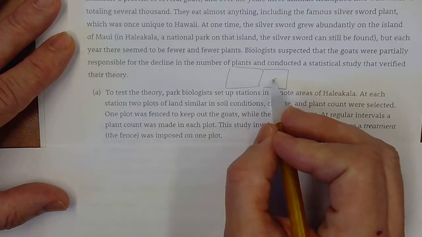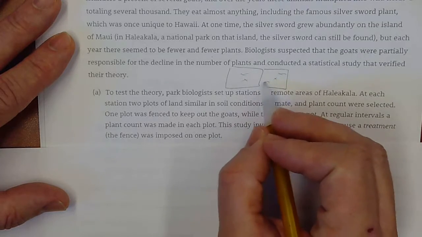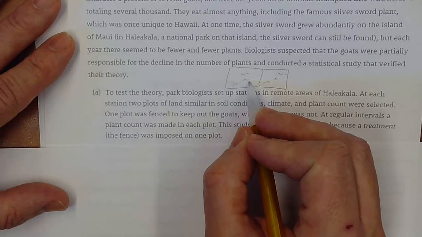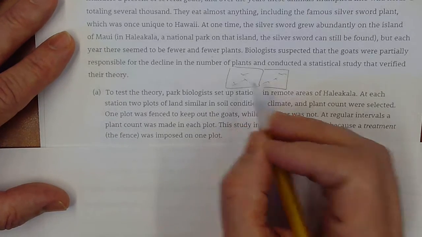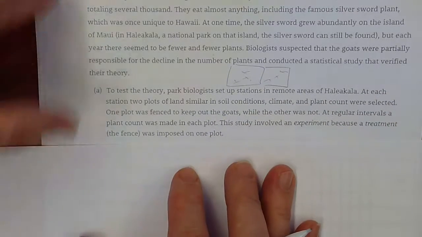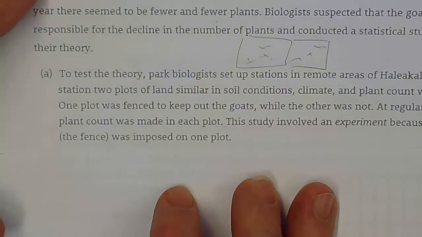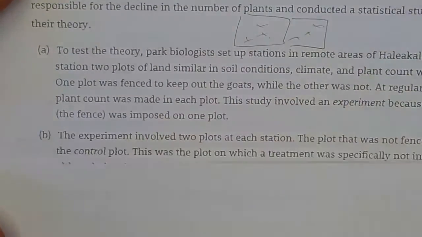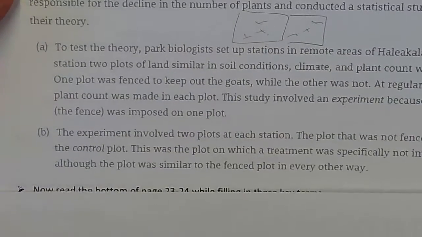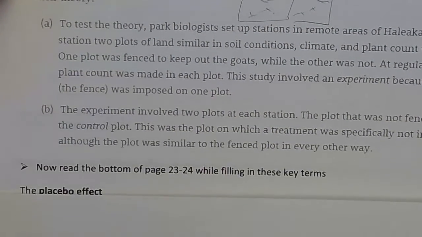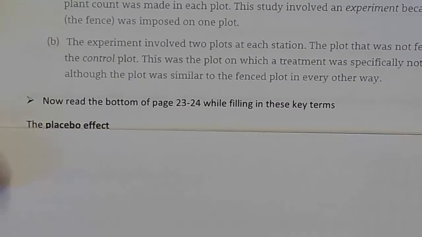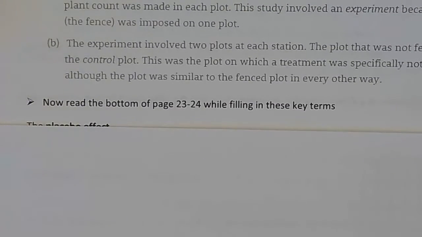Because we have plants in each one, in each of these plots, but one of them, they didn't let the goats go in. The other one, they did. So they controlled that one variable. Now they can account for just the variable they're looking for, okay? Not the weather, not the insects or anything else, okay? Make sense? So that's the experiment. Okay, so let's read the bottom of 23 through 24 and fill in these key terms while you're doing that.